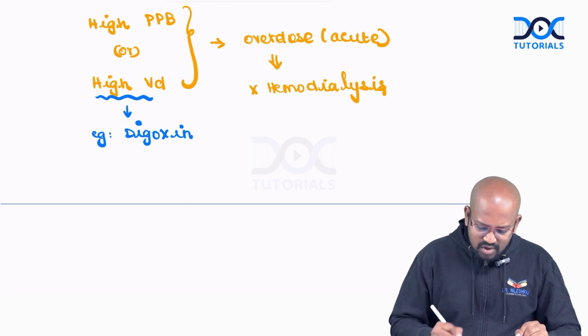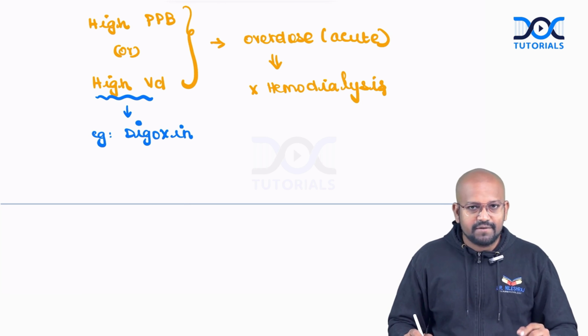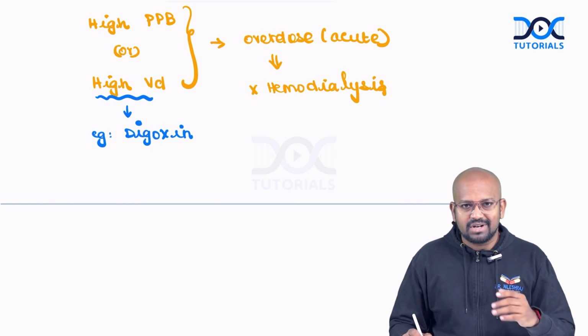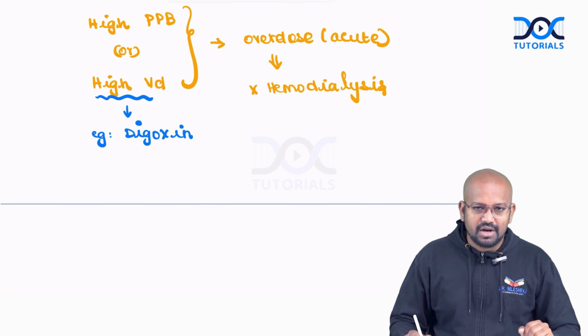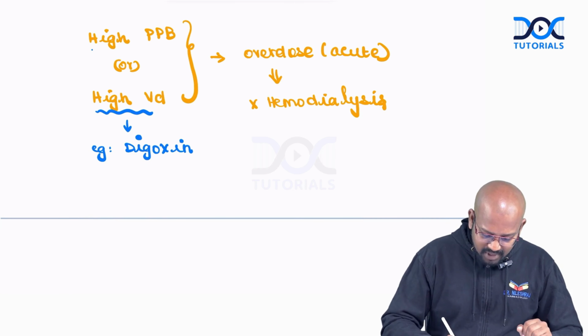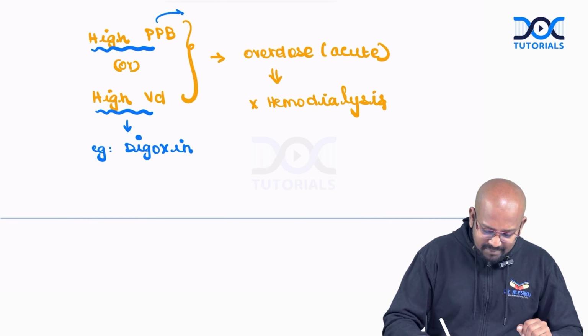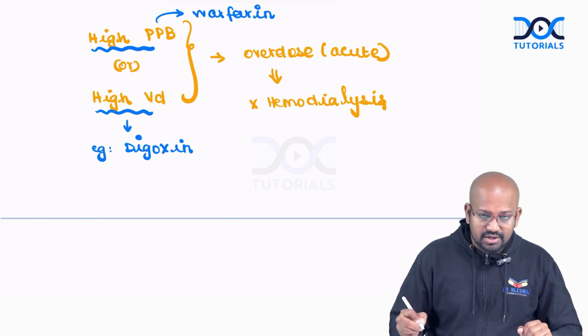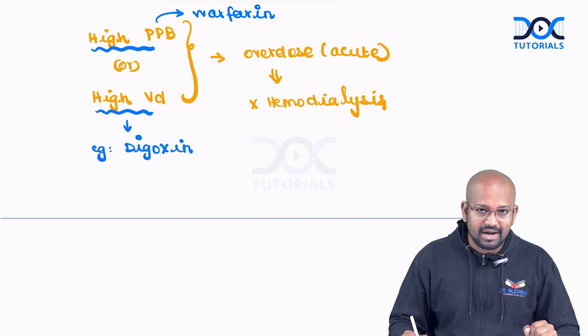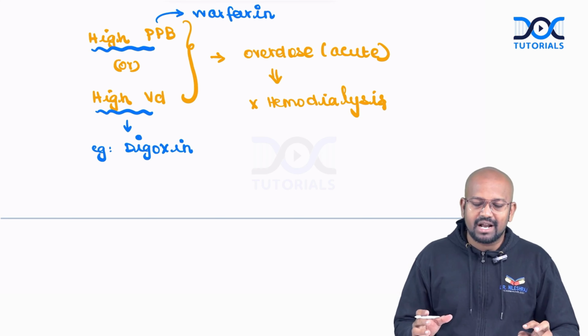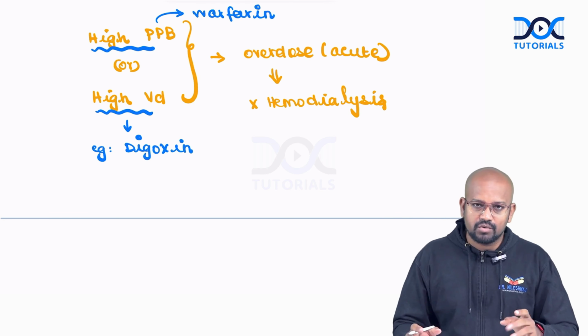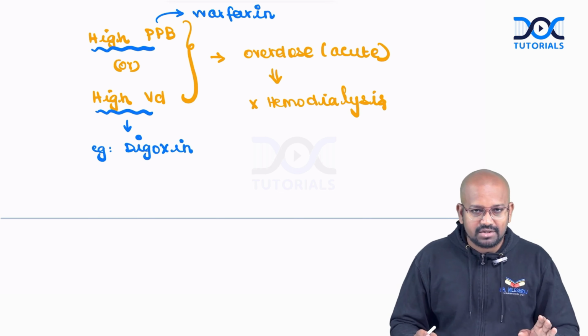Digoxin is a drug which has a high volume of distribution. If a patient lands up in overdose of digoxin, I cannot do dialysis. On the other hand, for high plasma protein binding, a classical example we have is warfarin, guys. Warfarin has high plasma protein binding, which means if a patient lands up in warfarin overdose, I cannot do hemodialysis.